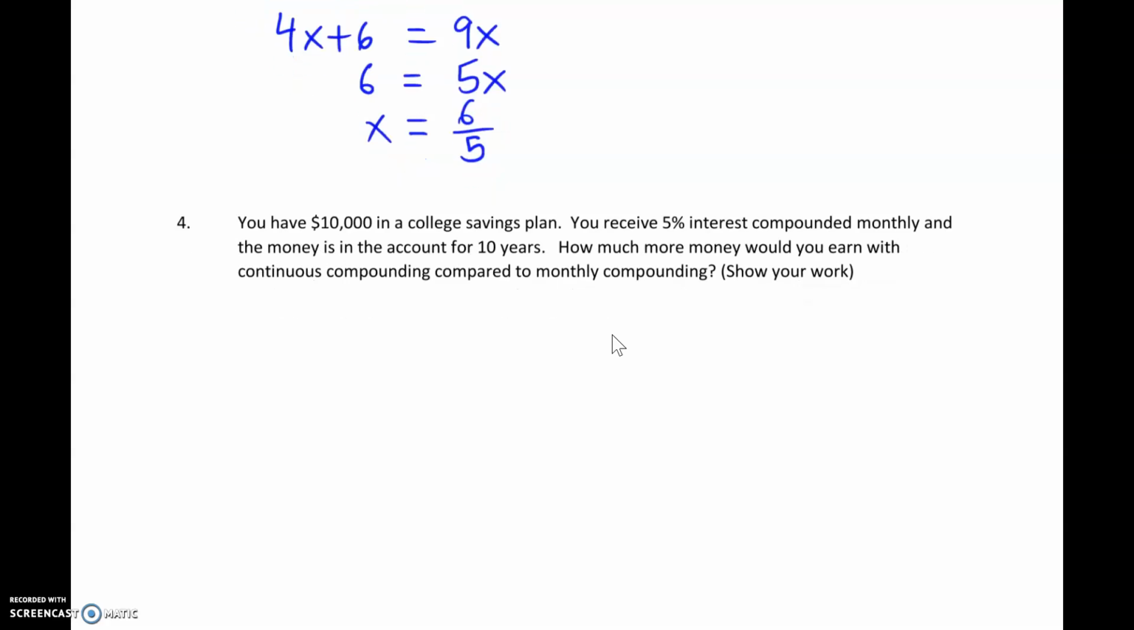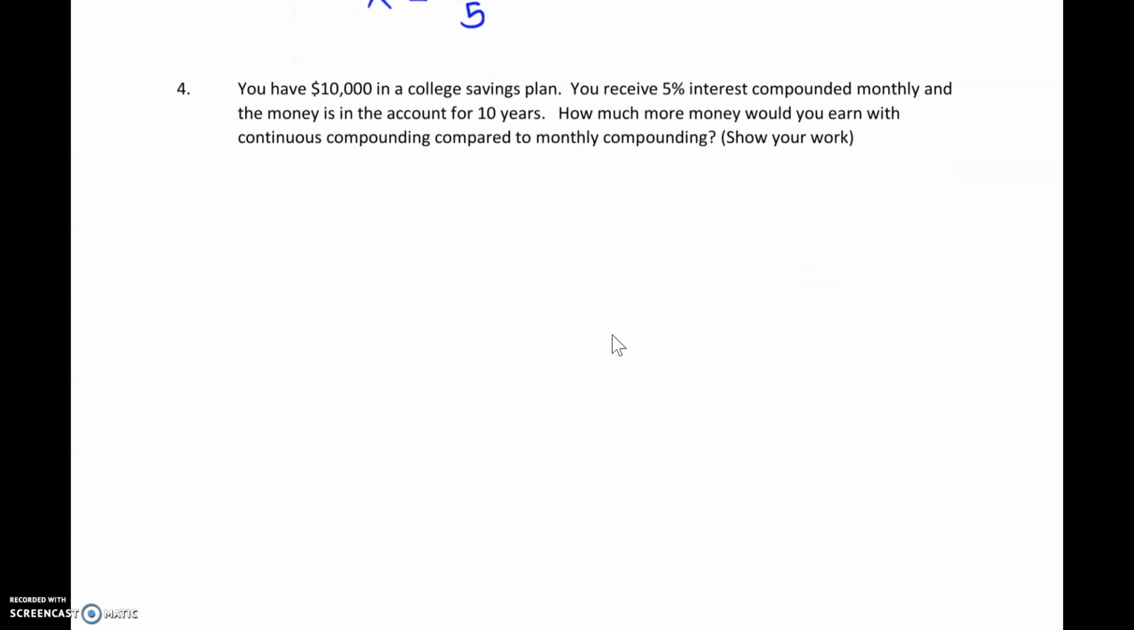Our next question is asking us to compare how much money we have in an account with continuous compounding versus monthly compounding. So both scenarios, we have $10,000, we receive 5% interest, and it's in the account for 10 years. So our principal is 10,000. Our interest rate is 0.05. It's monthly versus continuous, and then our time period is 10 years.